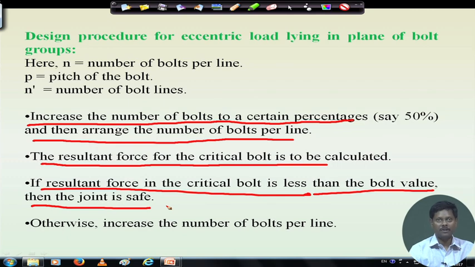The arrangement means the number of bolts, number of bolt lines, pitch distance, edge distance and spacing between two bolt lines, right. So, these arrangements are correct.